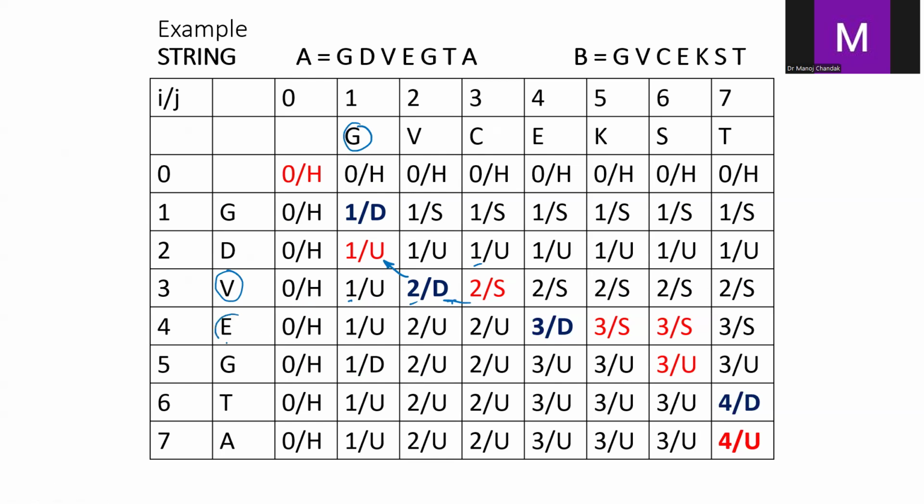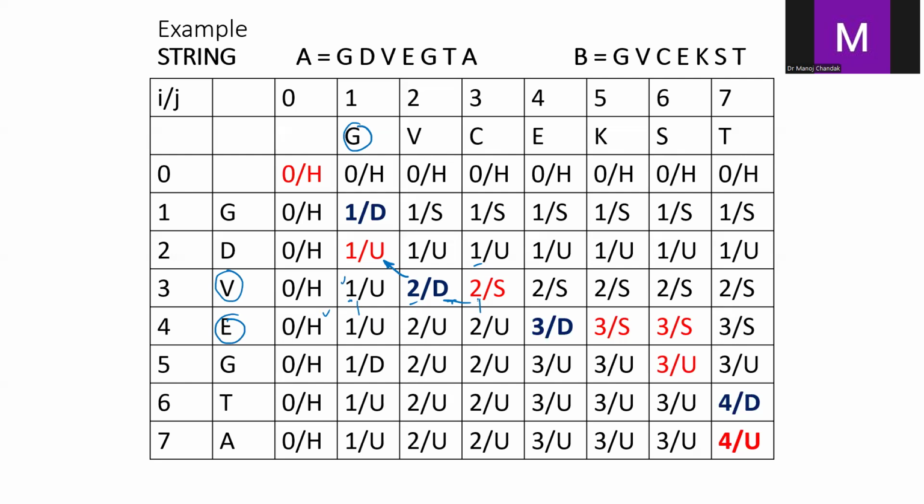Next, take E. So right now, if you take E and compare G, there is no similarity. So we'll take the reference of upper cell and side cell. And since upper cell is greater, we'll write 1 by U. Now, again, E and V is compared, both are not same. Take the reference of upper cell and side cell. And since the upper cell is greater, we'll write 2 by U. Similarly, we'll write 2 by U here, because both are same.